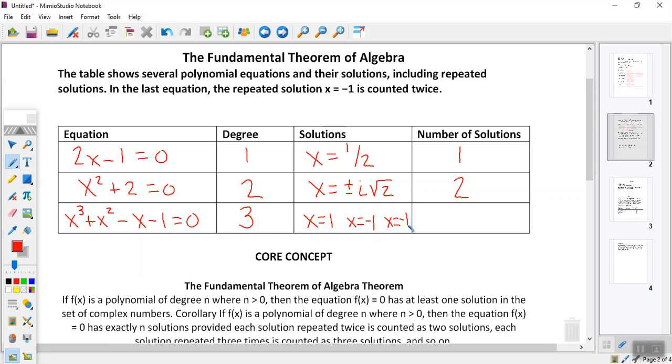But realistically, how many solutions are up there? There's really 2 values that show up, but how many times do I have to account for negative 1? Twice. So there's really 3 solutions, where negative 1 is considered a double root.